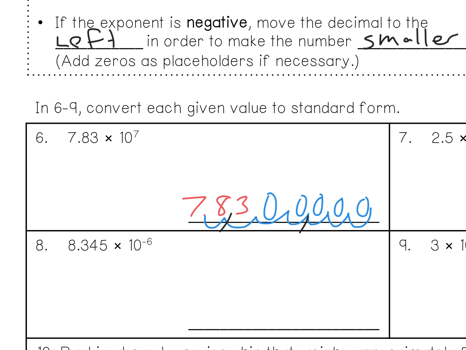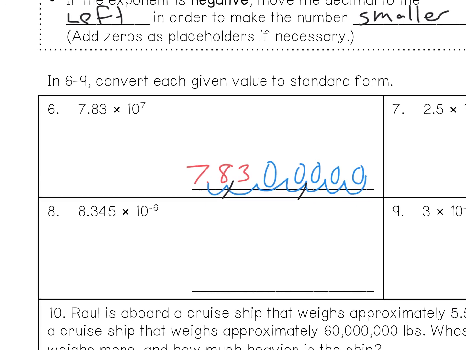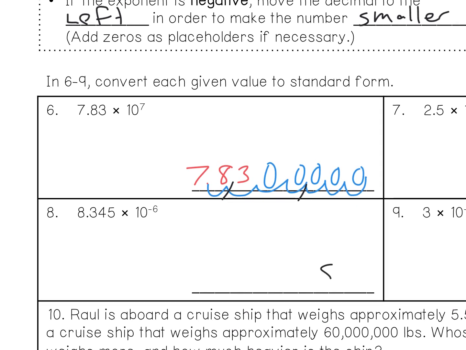So is going the other way easier, harder, the same? Probably a little bit harder. Going the positive way easier. Okay, well then let's do number 8. 8.345 times 10 to the negative 6. Negative means move which direction? Left. So 1, 2, 3, 4, 5, 6. So I put my decimal and 0, 0, 0, 0, 0. So that's a really, really small number.